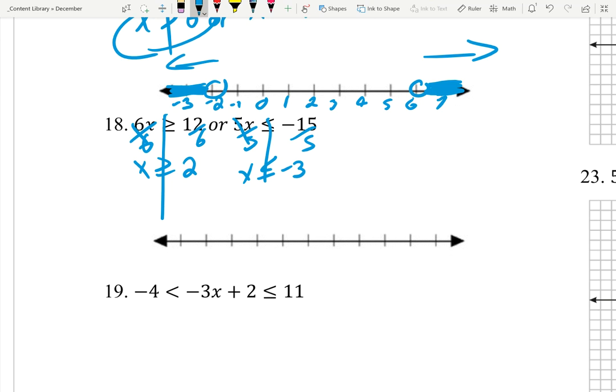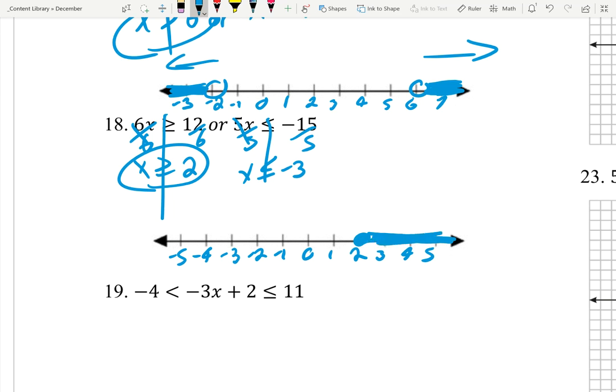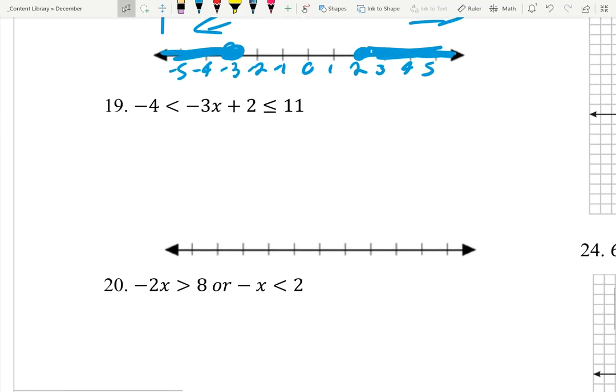So let's plot this. So we'll have, let's say, negative 3, negative 2, negative 1, 0, 1, 2, 3, 4, 5, negative 4, negative 5 over there. So we're going to have a closed circle at 2, and we're shading bigger than 2. So it's going to be 3, 4, and 5. We're going to have a closed circle at negative 3, and we're shading less than negative 3. So it's going to be negative 4, negative 5. Again, opposite directions, right? No surprise there. There's our final answer.